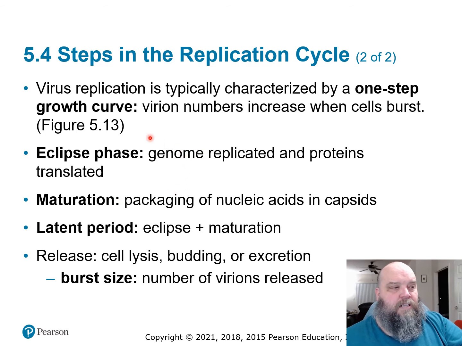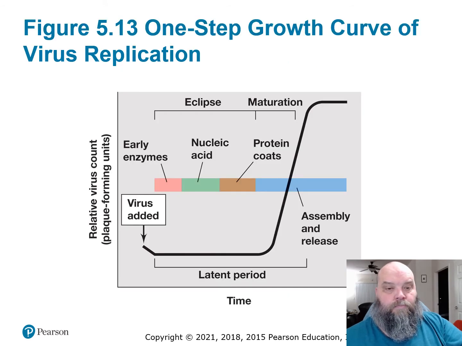So we see that there are different phases: the eclipse phase, the maturation phase, the latent period. The eclipse phase, virus gets in, and then you start to see different things being made. The early enzymes that are going to take over the cell. They're going to then trigger the nucleic acid, the copies of the genome being made. Then the protein coat, the capsomeres will start to be made.